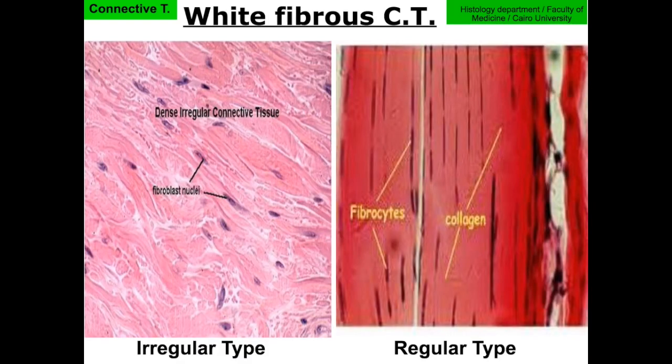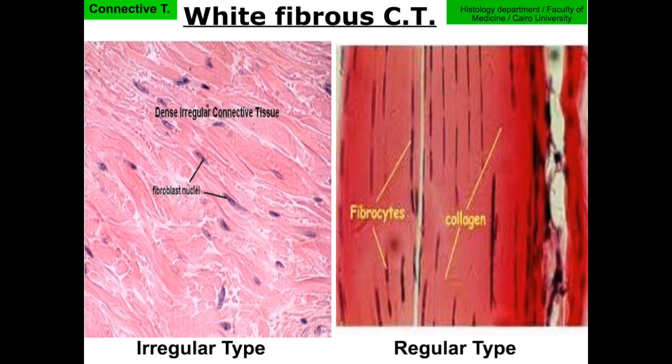This is a picture showing the two types of white fibrous connective tissue, which is the dense type of connective tissue proper. We have two types of the white fibers: the regular type and the irregular type. The regular type is characterized by bundles which are parallel to each other and separated by rows of fibroblasts and fibrocytes. And the matrix is very little in amount. What is the site of this type? It is present in the tendons as well as in the cornea of the eye.